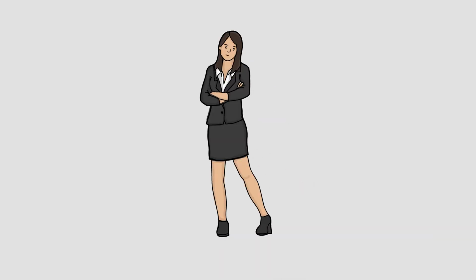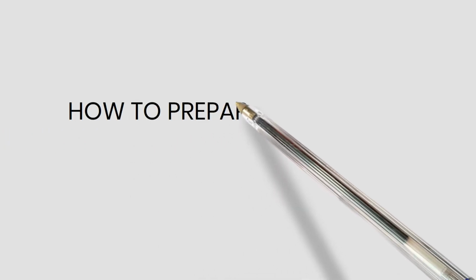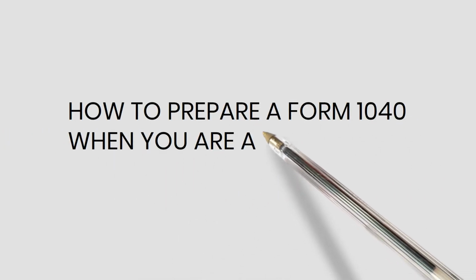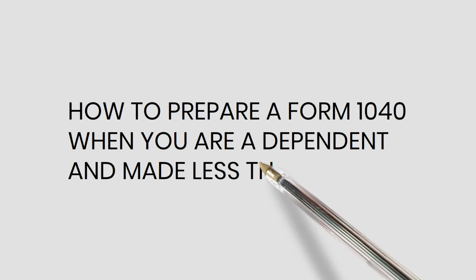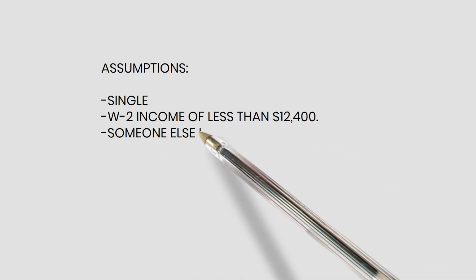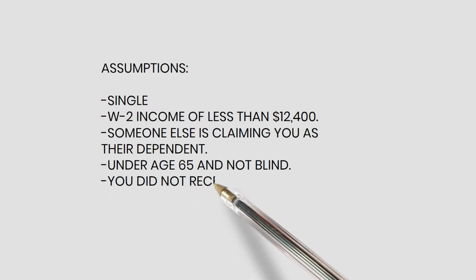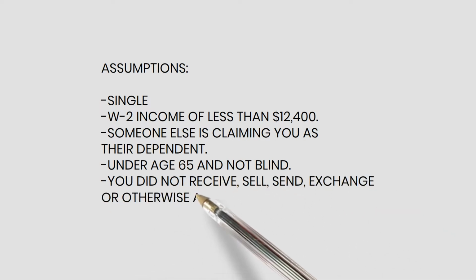I am here to help you prepare your Form 1040 when you made less than $12,400 and you can be claimed as a dependent by somebody else. The assumptions then of this video are that you are single, you had W-2 income of less than $12,400, and somebody else can claim you as their dependent.